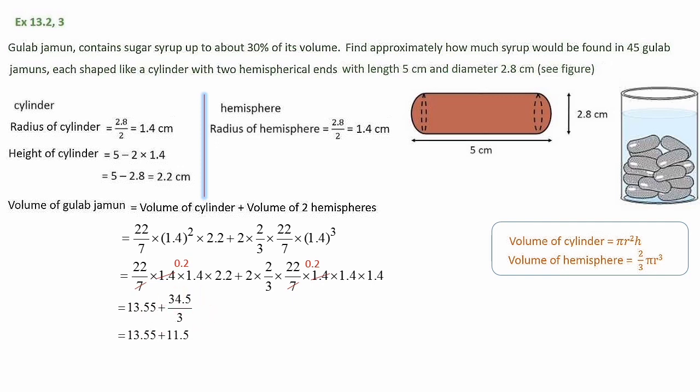Then 13.55 plus 34.5 by 3. 34.5 by 3 will get us 11.5. You have to go for division. Then when we add these two quantities, 13.55 plus 11.5 will get us 25.05 centimeter cube. We have got the volume of 1 gulab jam equal to 25.05 centimeter cube.